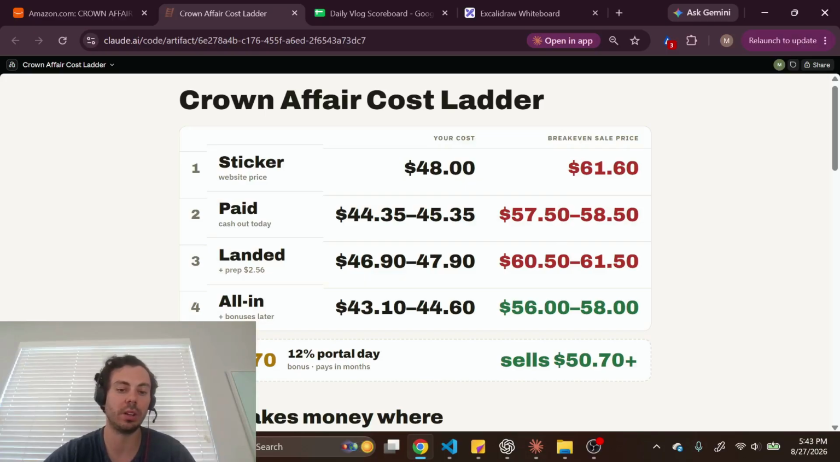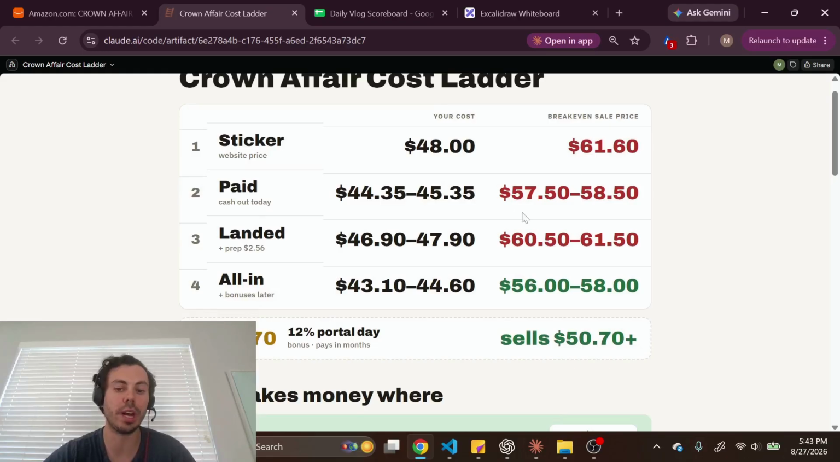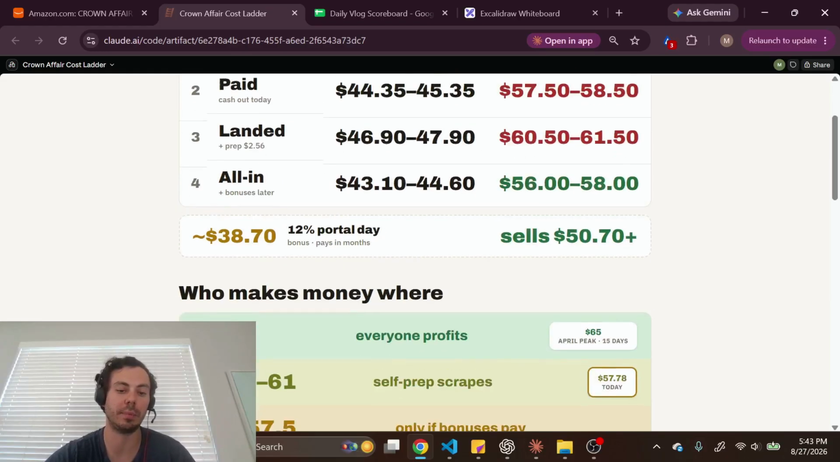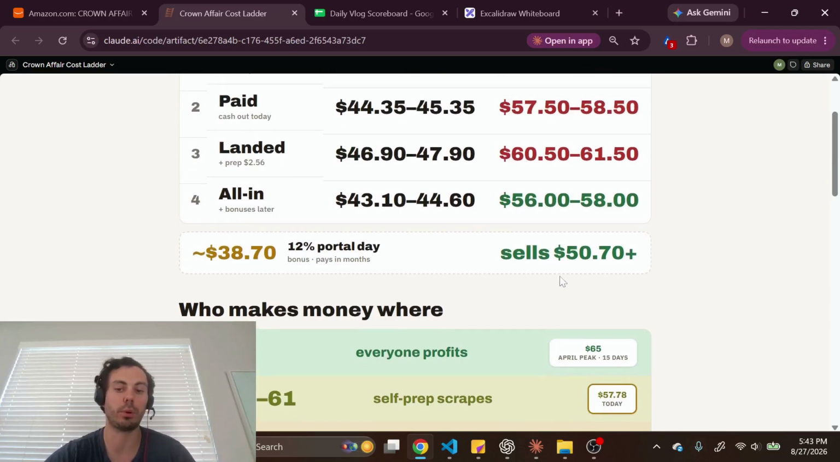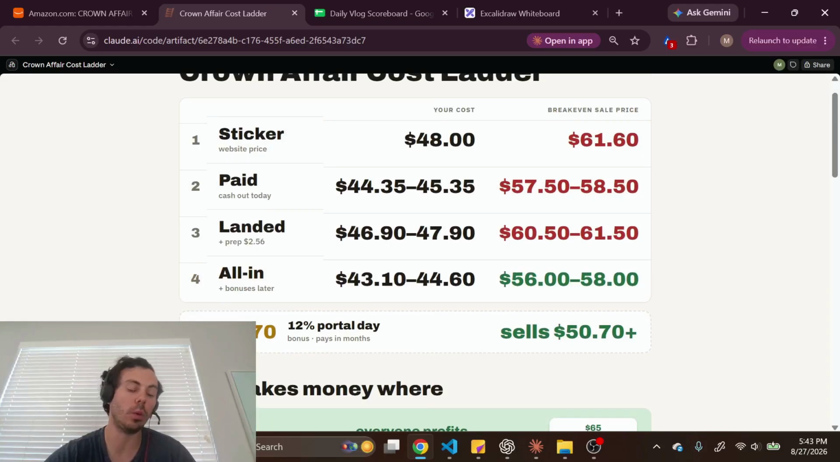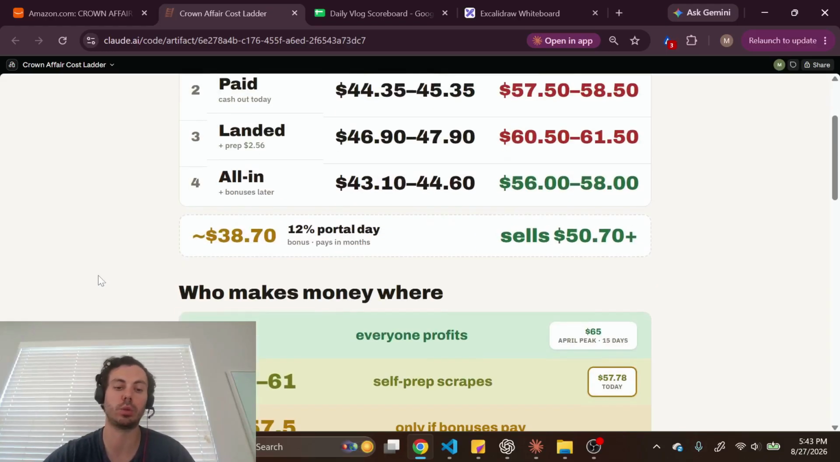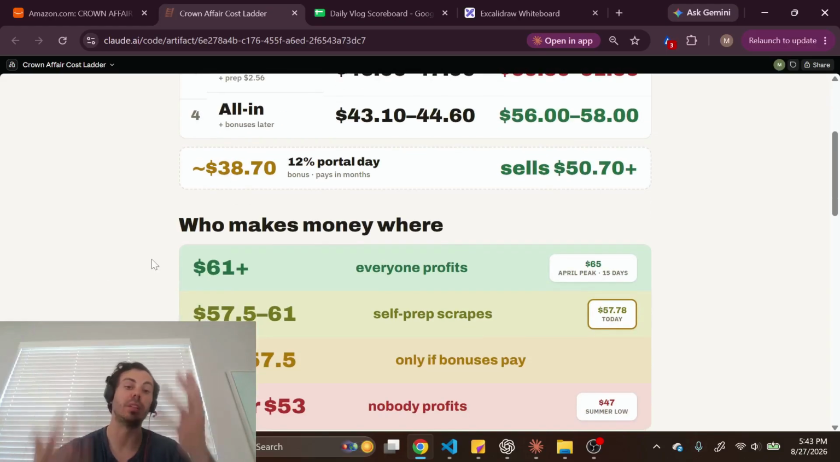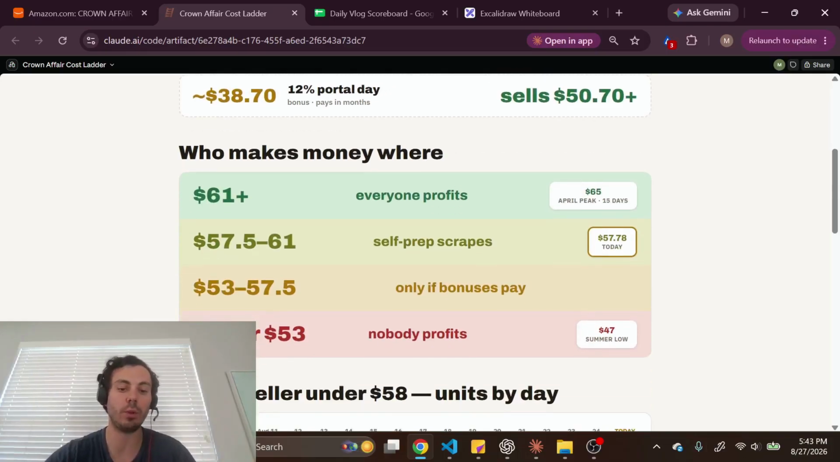So here we see the break-even price. And as you can tell, the break-even price is pretty high. Even paid at 44 before the landed, it's 57 bucks. With the 12% portal it comes down to 50, but that's only with the Rakuten, I believe, 12% portal. And that's iffy. Sometimes you get it, sometimes you don't. So everyone above 57, self-prep scrapes.